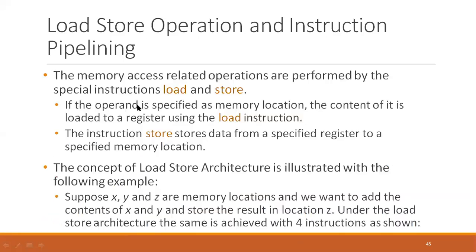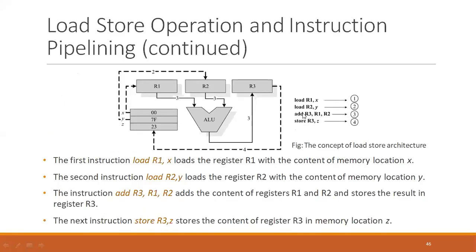Load, in the sense that if the operand is specified in a memory location, the contents of it are loaded to a register using the load instruction. That is, X is the memory location, and the value at this memory location is moved to register R1. Y is the memory location, and the value at this memory location will be moved to R2. Then add the contents of R1 and R2, and the resultant value will be stored into R3, and the same will be moved to another memory location, Z. This is how your load and store instruction works.